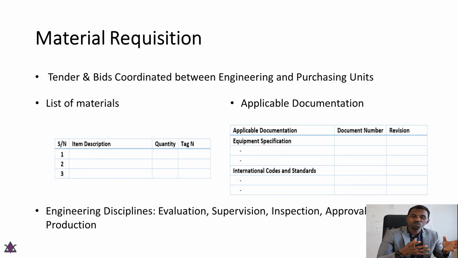So with respect to material acquisition, the various engineering disciplines are involved in the evaluation, supervision, inspection, and approval of the vendor's production in this case. Whatever the vendor is manufacturing, these various engineering units will need to inspect the work to ensure that it meets the standard as set forth in the various company standards and codes of practice.